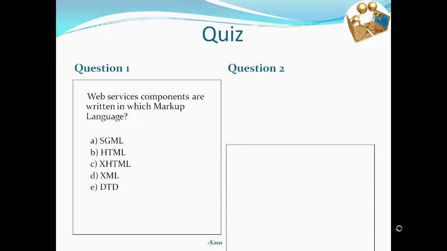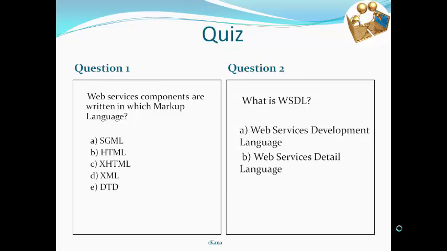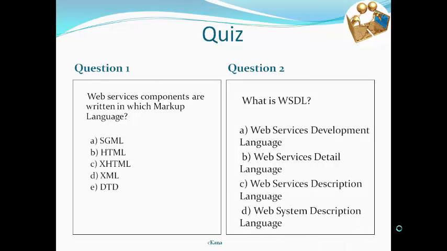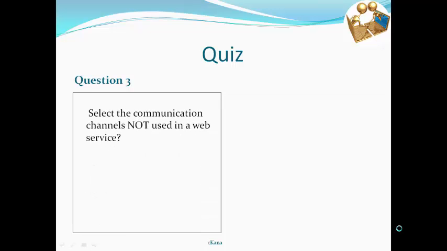Question 2. What is WSDL? A. Web Services Development Language, B. Web Services Detail Language, C. Web Services Description Language, or D. Web Services Description Web System Description Language. Question 3. Select the communication channels not used in a web service. HTTP POST, MIME, SOAP, HTTP GET.